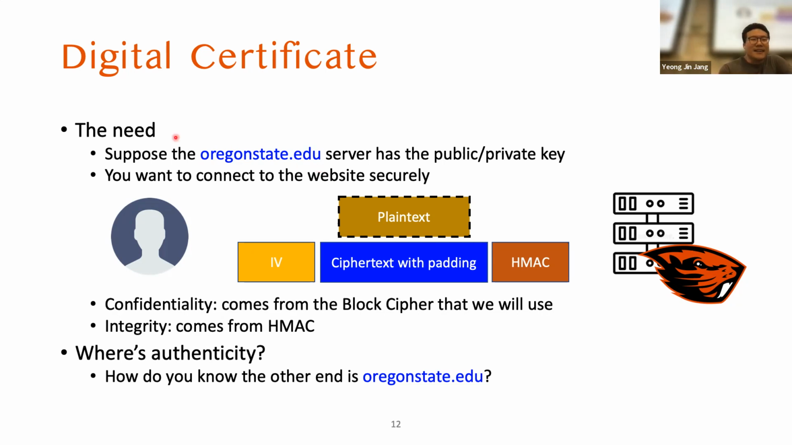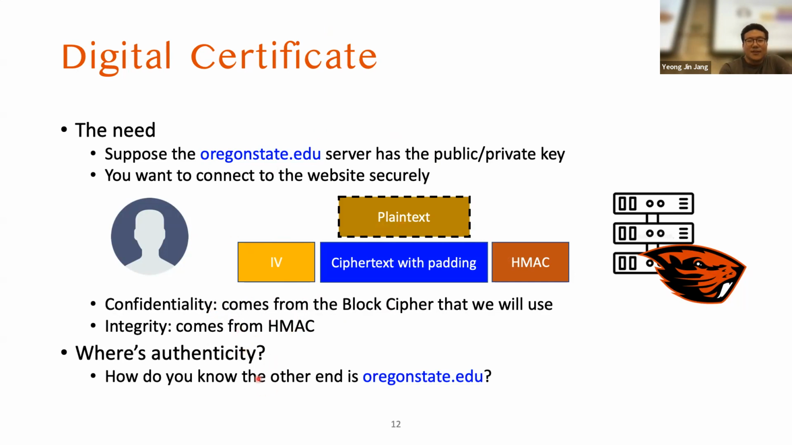So we want to verify that the target website is OregonState.edu. And then, after we verify the target entity, we can negotiate the keys for the block cipher and HMAC. Then we can have confidentiality and integrity. So confidentiality and integrity will come from the block cipher and HMAC. So the only missing piece for having secure communication is authentication.